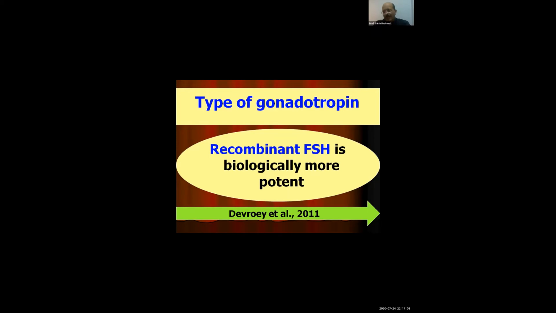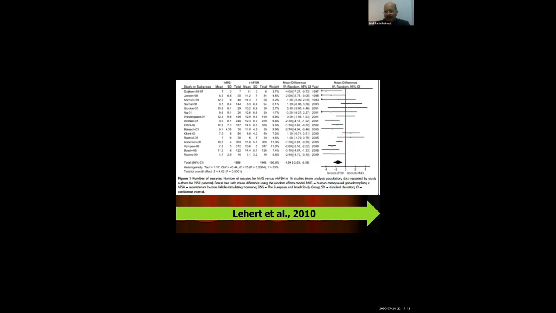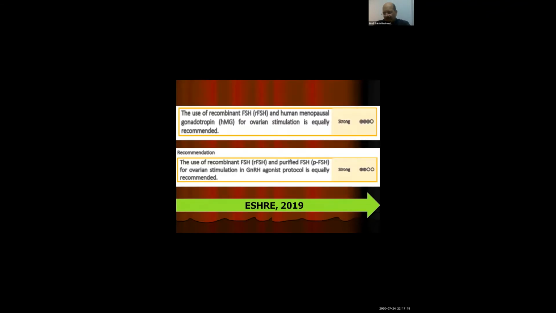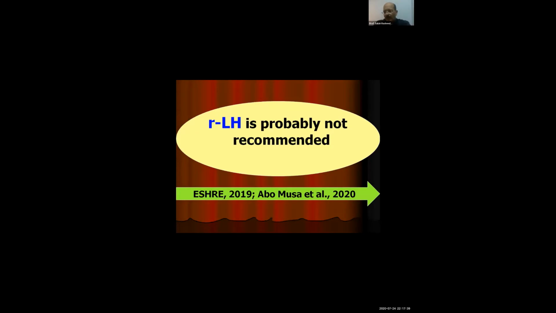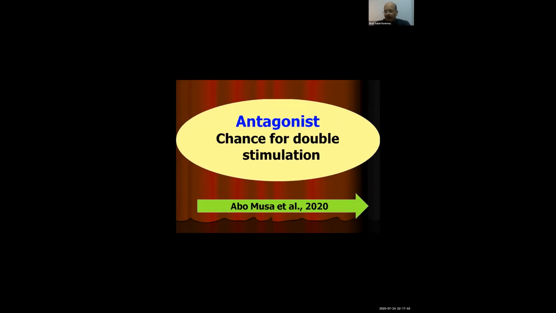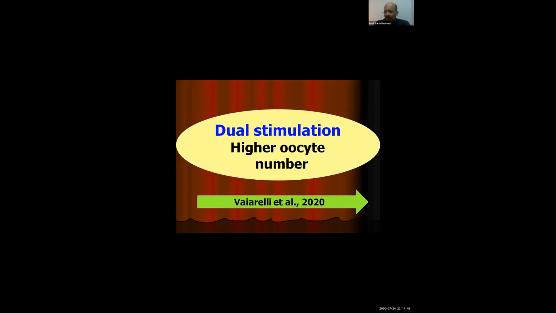However, this has never been validated in a previous meta-analysis, and also by the last ESHRE recommendation, which stated that both are comparable. He added a recombinant LH, which may improve the androgenic milieu of the ovary. However, this is not recommended with the antagonist. The antagonist in this woman has the chance of providing the gynecologist with double stimulation later on in the luteal phase, and double stimulation has been found to yield more oocytes than the single stimulation.